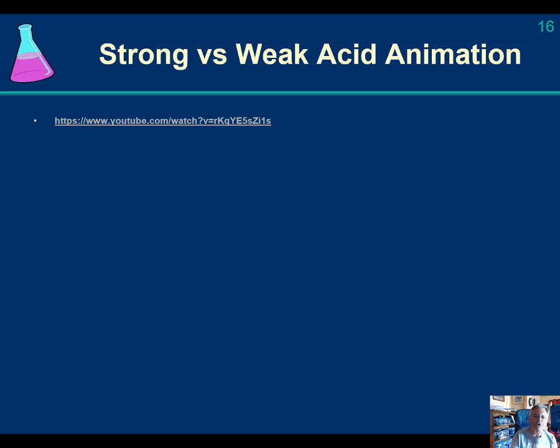So before I show you the strong versus weak acid animation, I want to show you something. So here is an acid, and I'm just going to use the generic HA. This could be any anion, and we know it's an acid because it starts with H. And I'm going to put it in water, so I'm going to add this to H2O. So when I add my acid to H2O, here's what happens. The H2O is going to accept that proton, and it's going to form a molecular ion called hydronium ion.